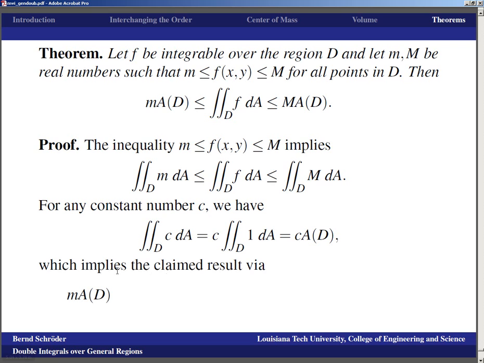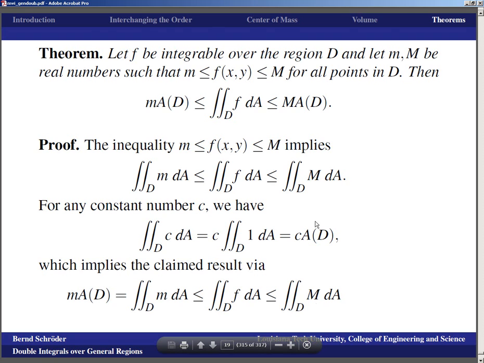And so this implies the claimed result, because now lowercase m times the area is the double integral of m dA, which is less than or equal to the integral of the function, which is less than or equal to the integral of capital M dA, which in turn is equal to capital M times the area of D.